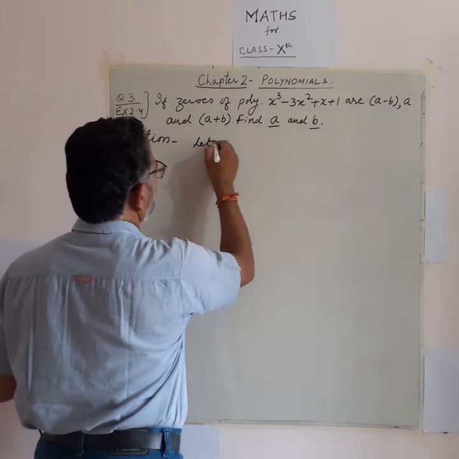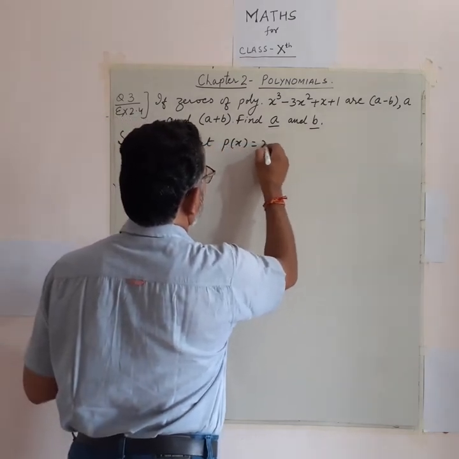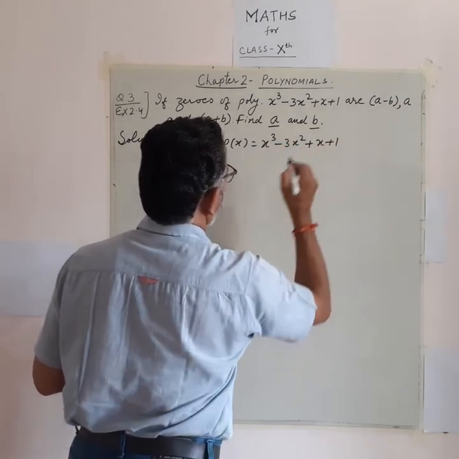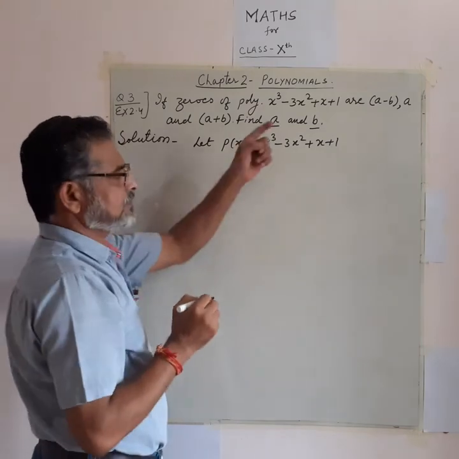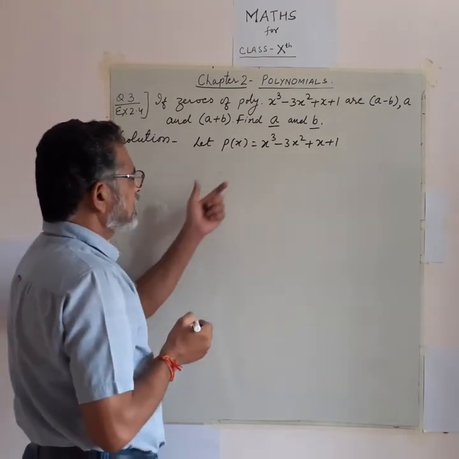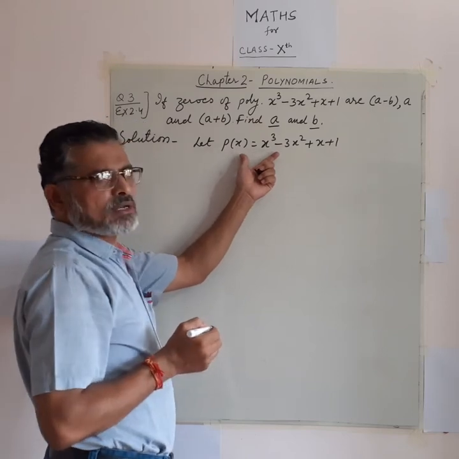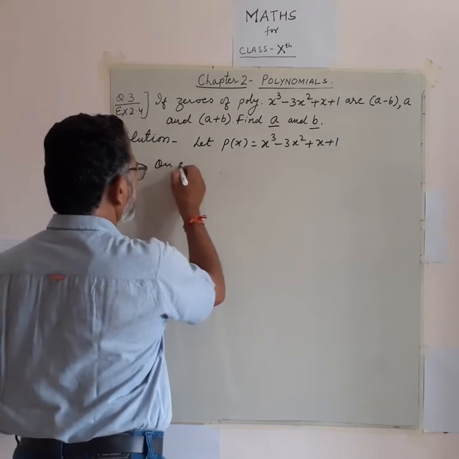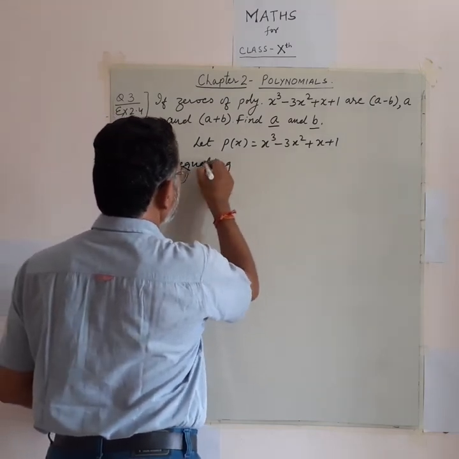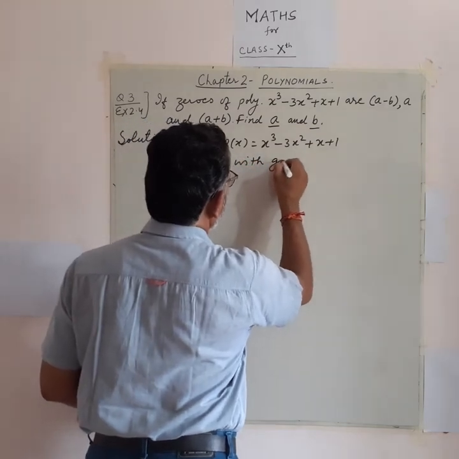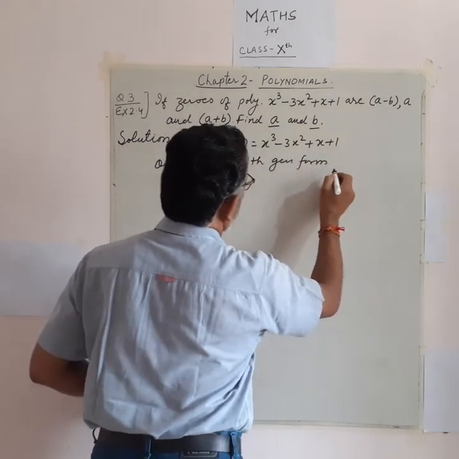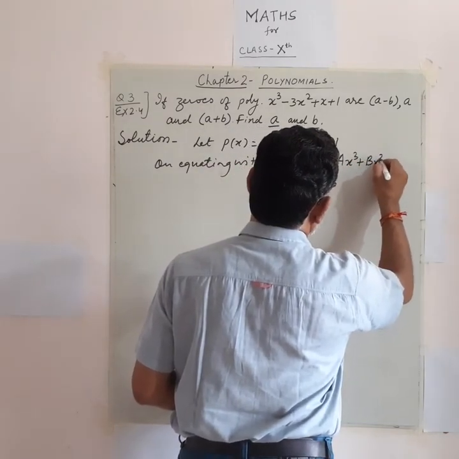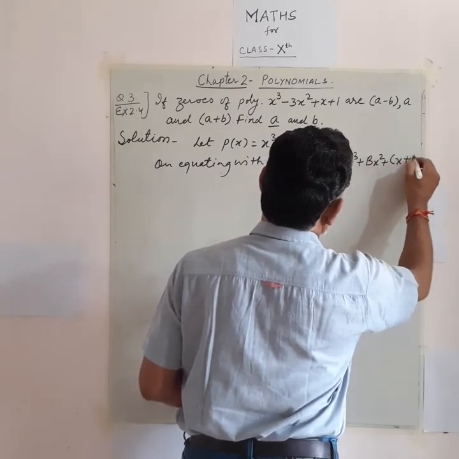let p(x) be a polynomial, that is x cube minus 3x square plus x plus 1. Its zeros are given as a minus b, a and a plus b. So to equate this polynomial with the general form of the cubic polynomial, that is ax cube plus bx square plus cx plus d.